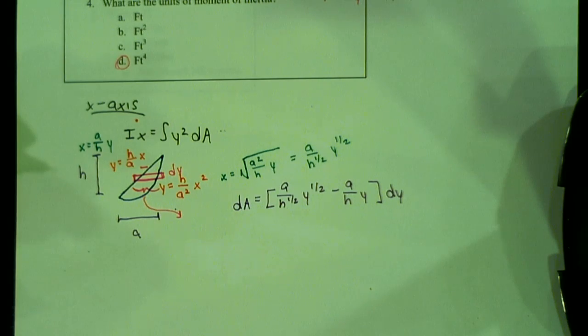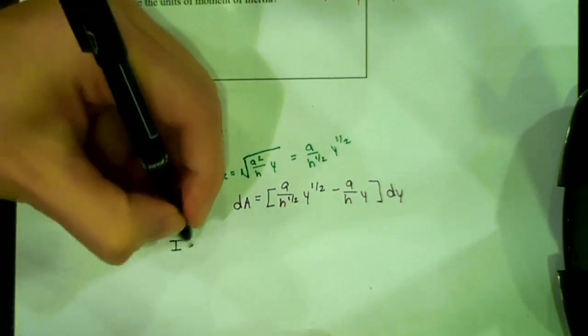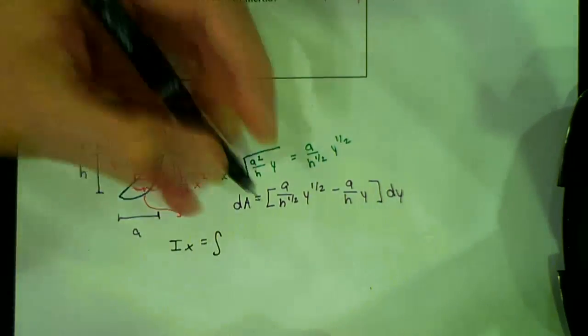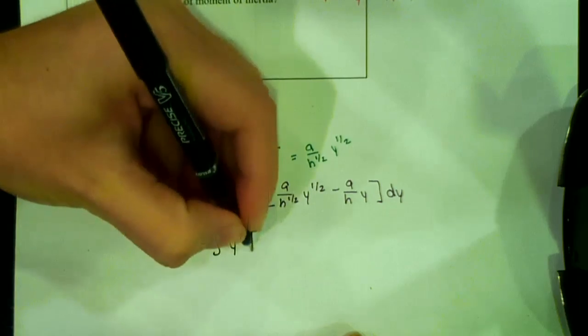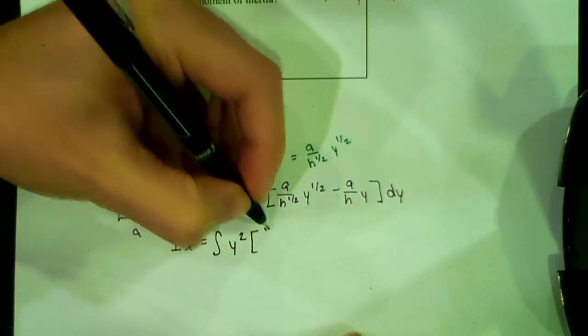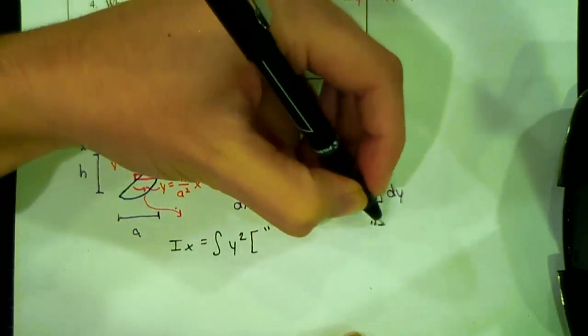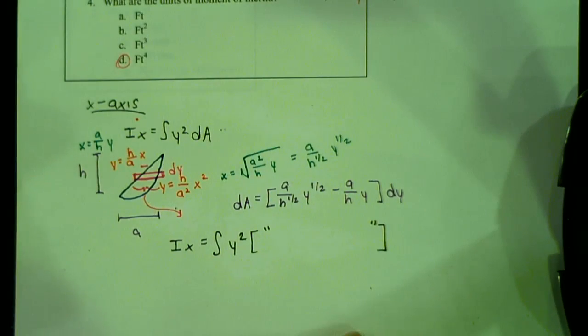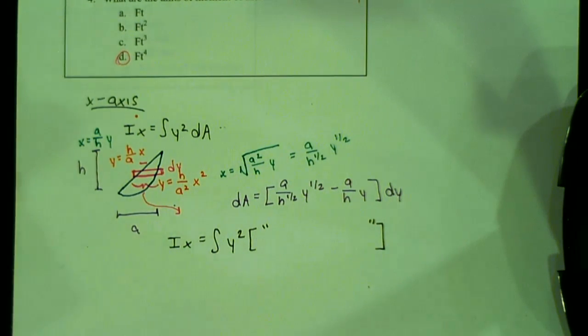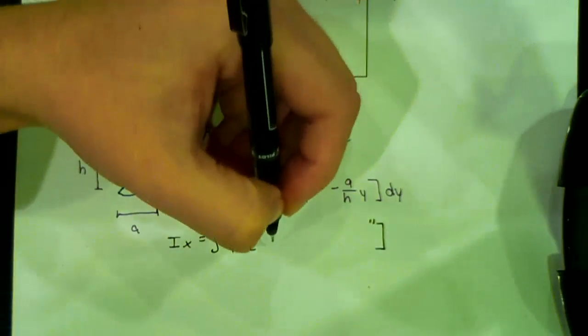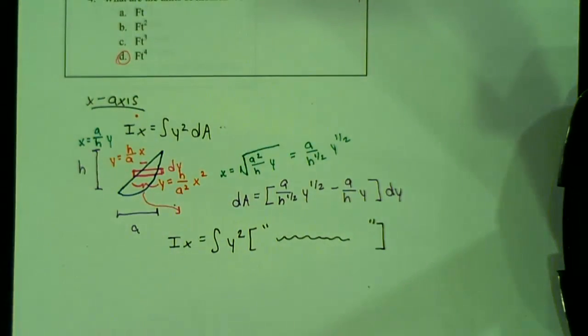Now this is just a matter of plugging and chugging. So we get Ix is equal to the integral of y squared times all of that stuff. I usually write squiggle when I do that, or just write junk. And then our bounds for it, are they 0 to a or 0 to h?